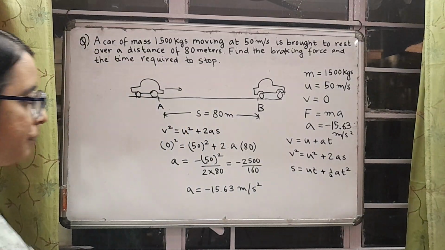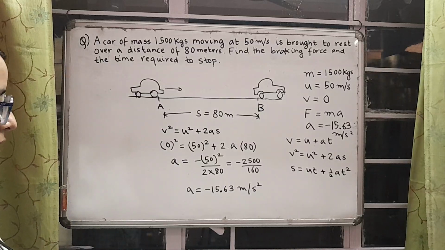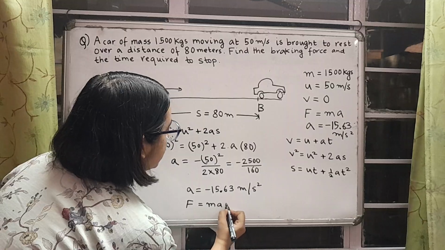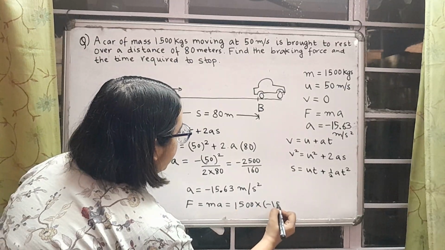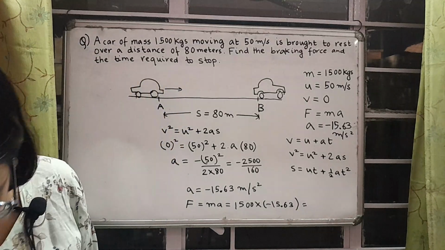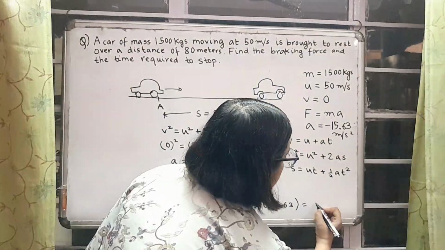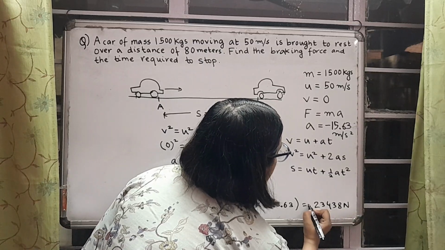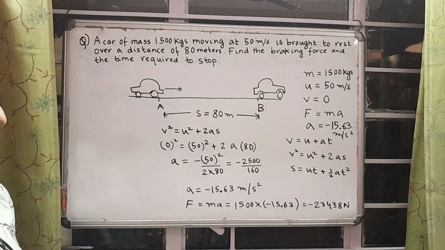Now I have to calculate the force. So force is mass into acceleration, which will be 1500 into minus 15.63, which is a whooping number, that is 23438 Newton. 23438 Newton with a negative sign. So I have calculated my braking force.